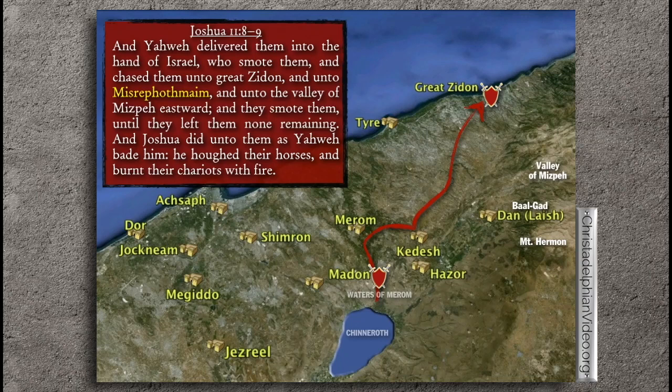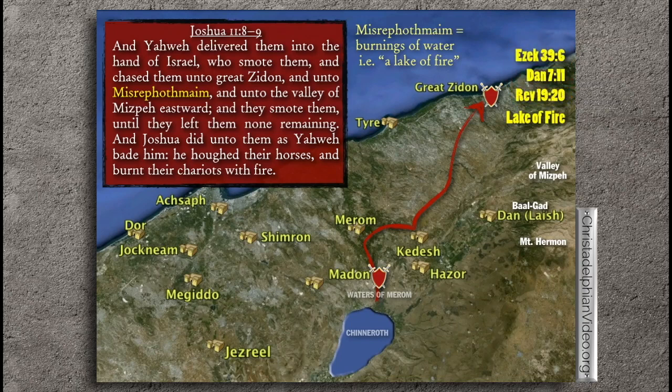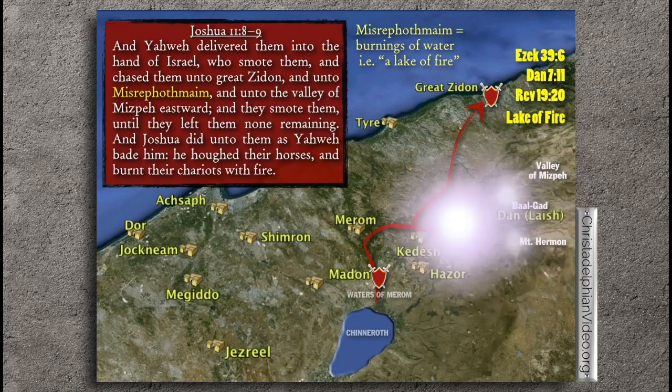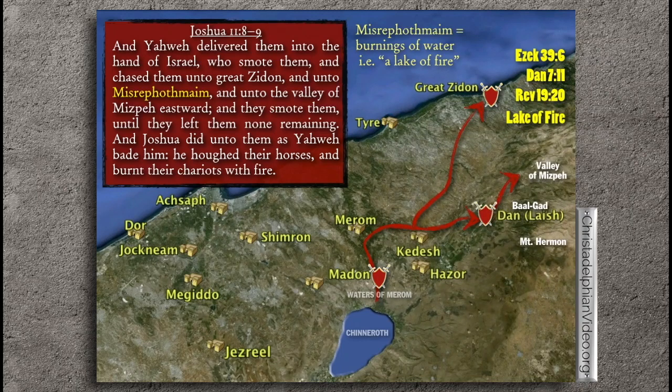He takes the city, goes right up from here to the north, past Kadesh, up to greater Zidon, on to a place called Misrephothmaim, or something along that line. What it means, interestingly enough, is the burning of water. And we think about that as the lake of fire. The book of Revelation talks about it: Revelation 19:20, Daniel 7:11, Ezekiel 39, verse 6. They all stand as sort of parallels of this in the time of the end. There's some great types in that. But so what he does is he comes through this whole area. He comes to a place called Baal Gad, the Valley of Mizpah. He takes that as well, which is right below Mount Hermon that we'll look at later on.